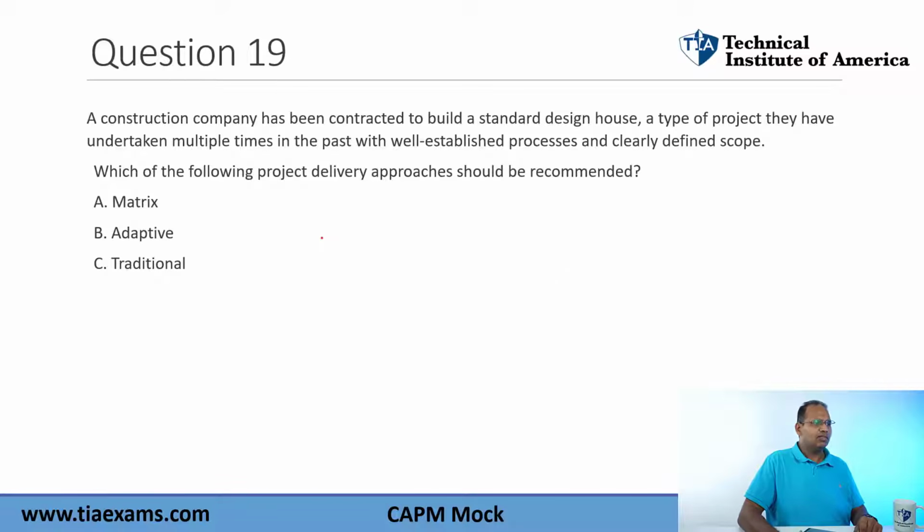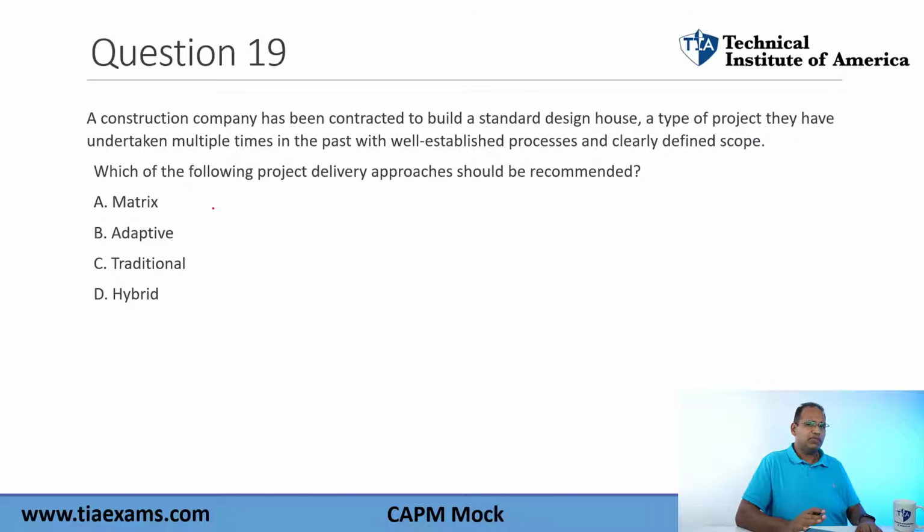Practice question number 19. A construction company has been contracted to build a standard design house. A type of project they have undertaken multiple times in the past with well-established processes and a clearly defined scope. Which of the following project delivery methods should you recommend? Matrix, adaptive, traditional, or hybrid?